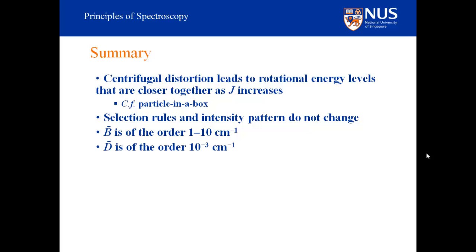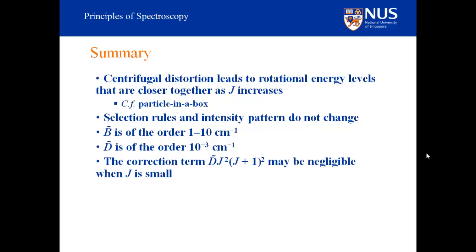What about the centrifugal distortion constant? As I've said, it is very small, of the order of 10 to the minus 3 wave numbers. So it is 3 to 4 orders of magnitude smaller than the rotational constant B. This is why it is a small adjustment to my first model, and so why my first model was a very good model. So when we are working with small J values, it could be that we can ignore this term. The correction term D into J squared into J plus 1 all squared may well be negligible.